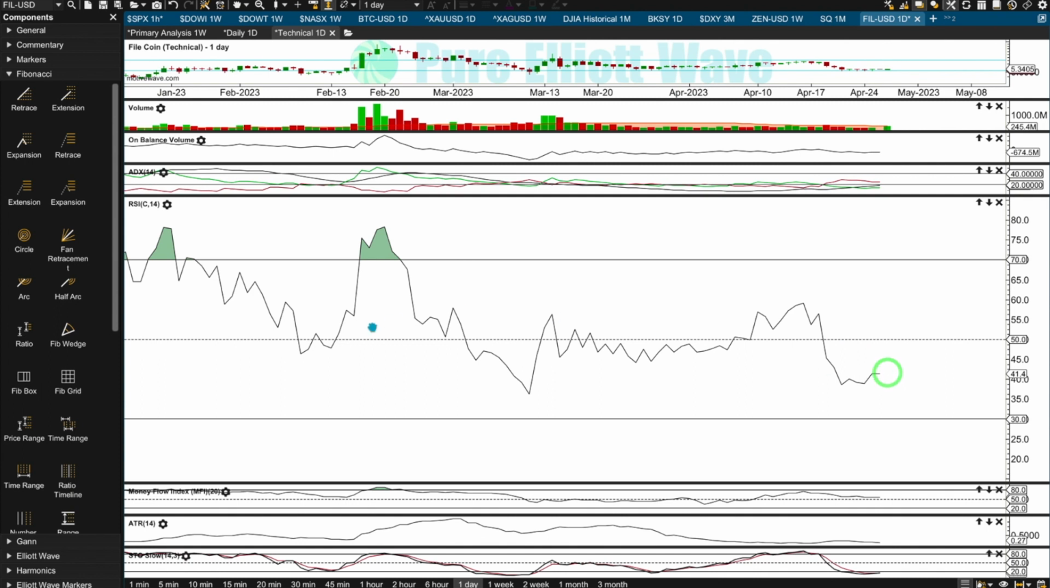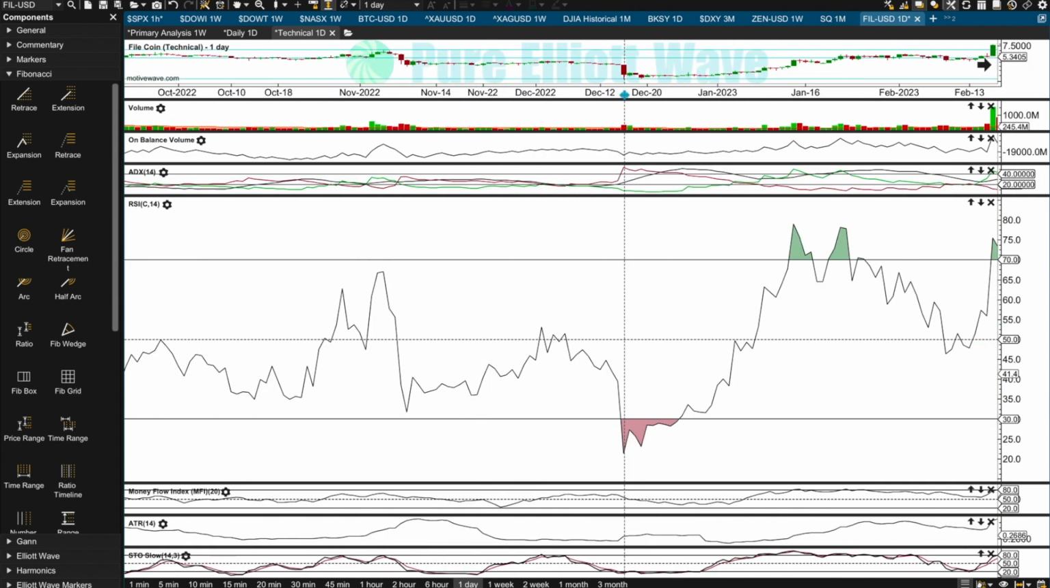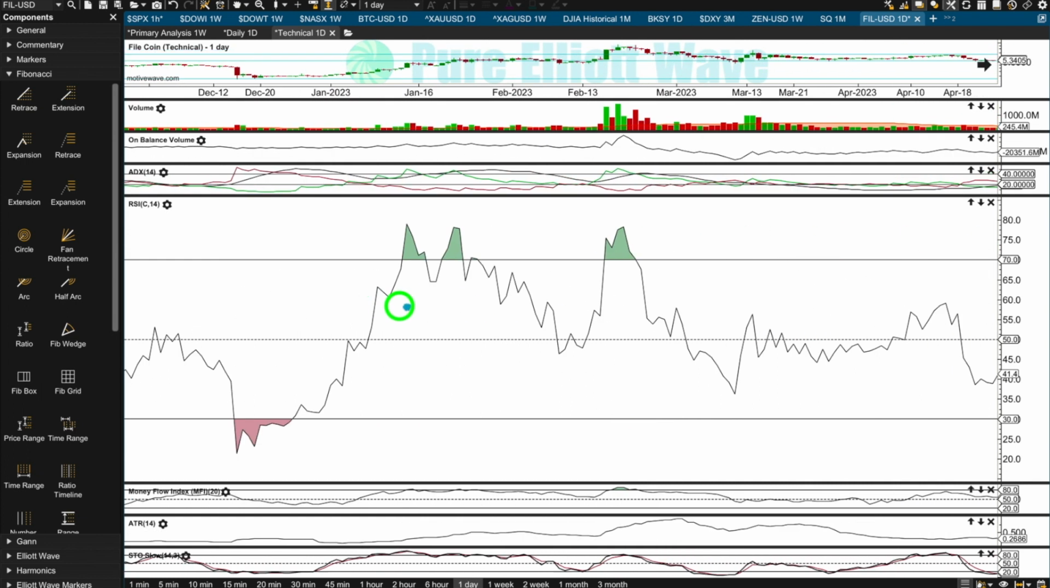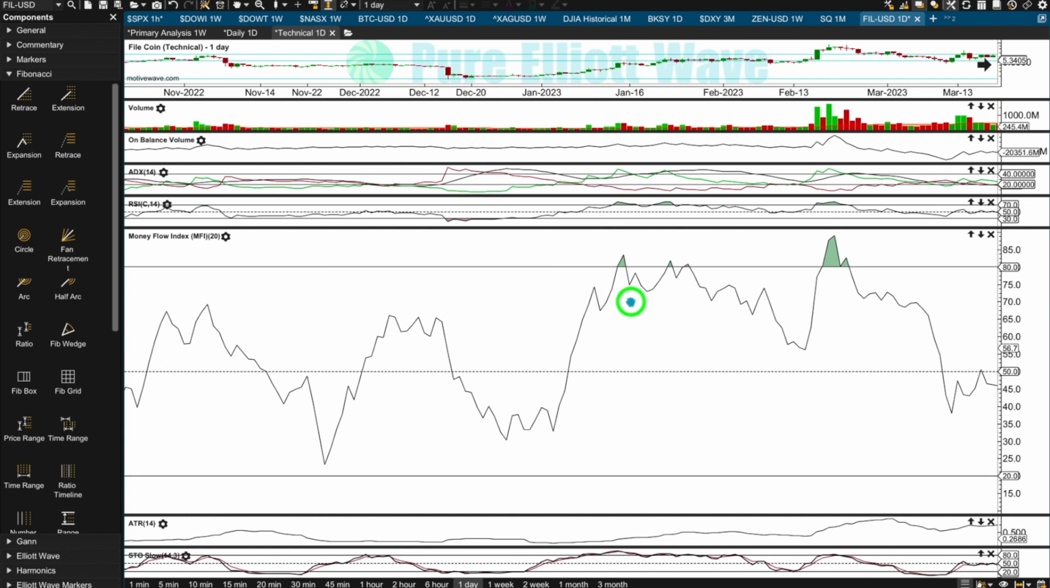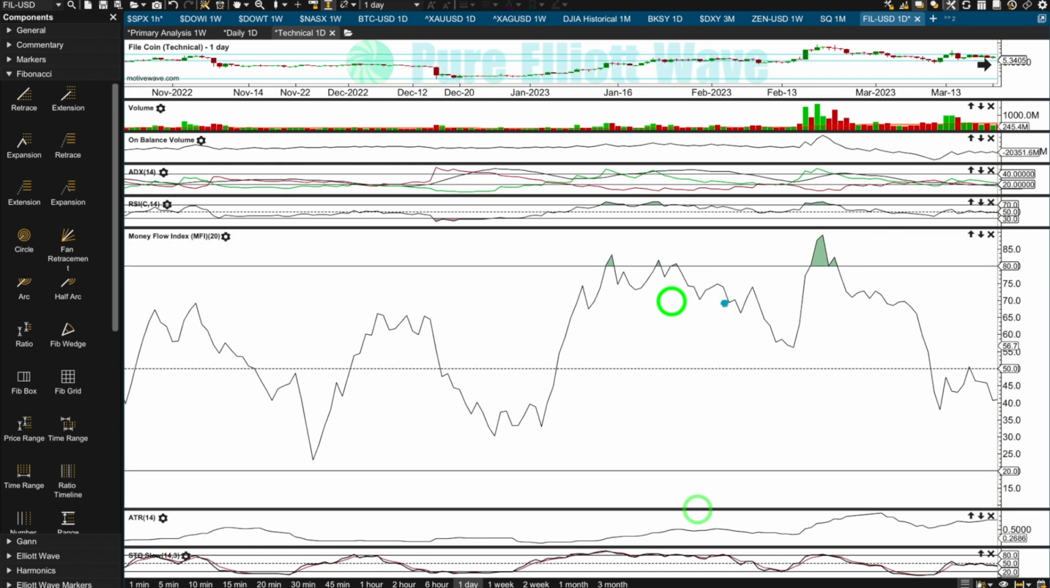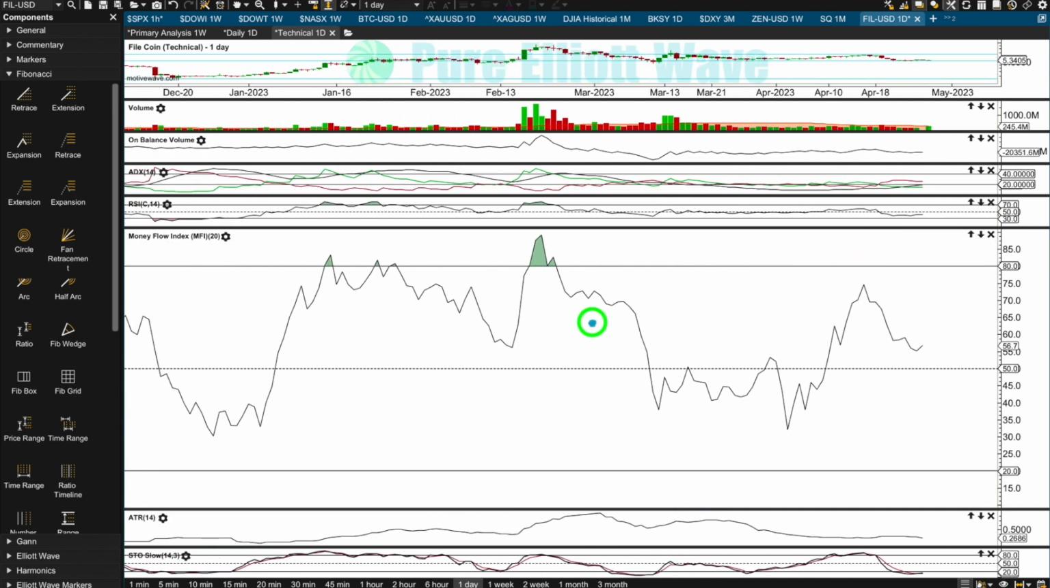RSI currently neutral. On the daily chart, it did not exhibit bullish divergence between swing lows, but did reach fairly deeply oversold. Money flow did exhibit bullish divergence between lows. The close here, 4.2911, and the close here, 3.00. Price closed lower, money flow higher, bullish divergence. That supports the Elliott Wave count again. There's quite a lot of support for that count in these charts, and money flow currently neutral.